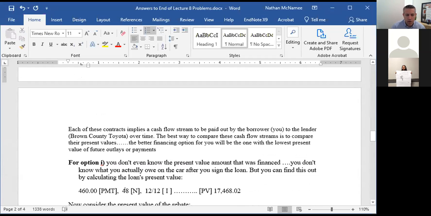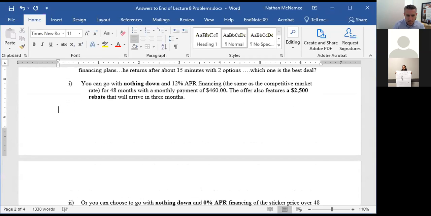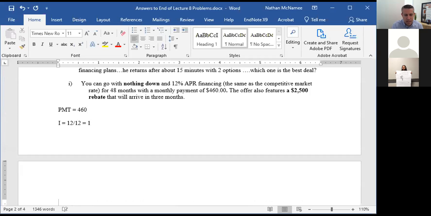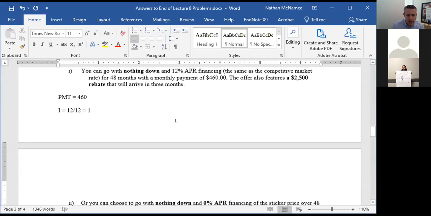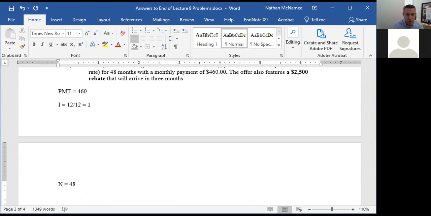Let's enter in what we know. That's where I always start. I say to myself, okay, what do I know? And let's start working from that. We know that the payment is $460. We know that I equals what? Would it be 0.12 divided by 12? Yes, 12 divided by 12, so that equals 1. And then what is N? 48? 48, good. So what is our present value?